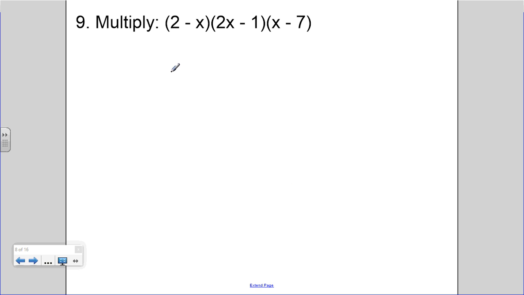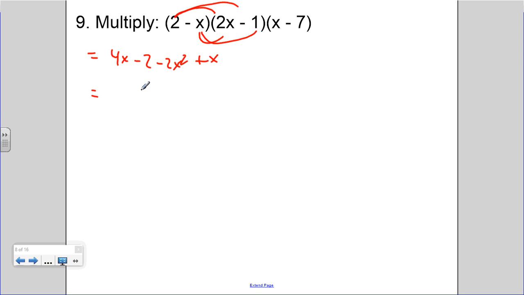Number 9, let's multiply these 3 binomials, but we have to take 2 at a time. So when you take 2 binomials, you can use the FOIL method. So 2 times 2x is 4x. 2 times negative 1 is negative 2. Negative x times 2x is a negative 2x squared. Negative x times negative 1 is a positive x. Rearrange and combine your like terms.